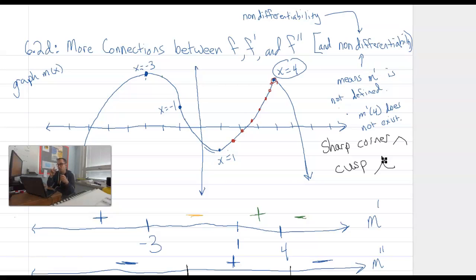So corners and cusps are not the whole picture, but definitely, for sure, if there's a corner or a cusp, you can definitely say that's a point of non-differentiability, and the derivative, the first derivative there, does not exist. That's all I wanted to say about that.